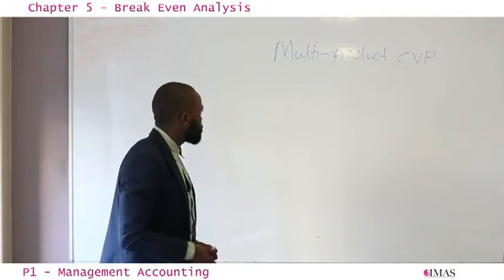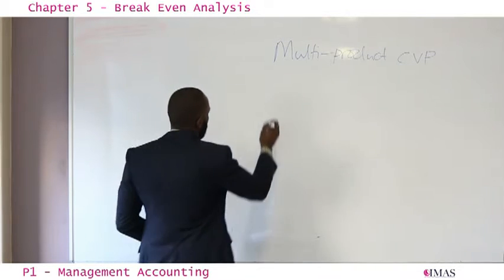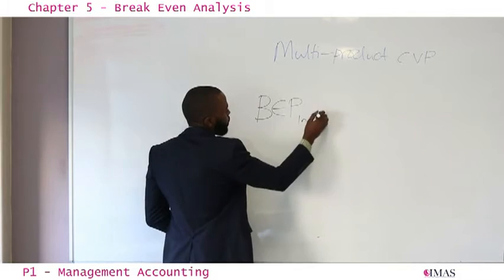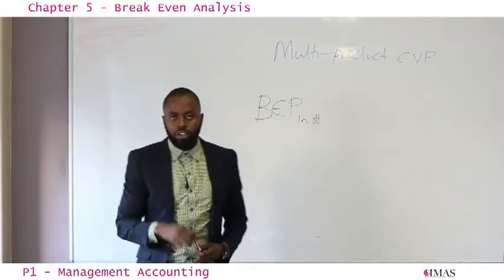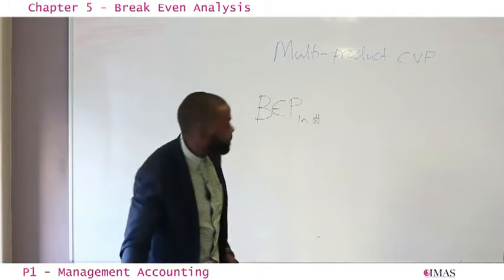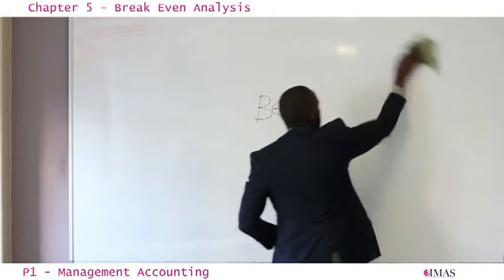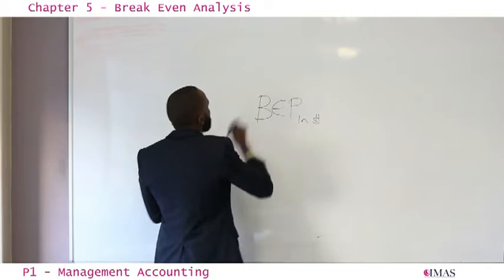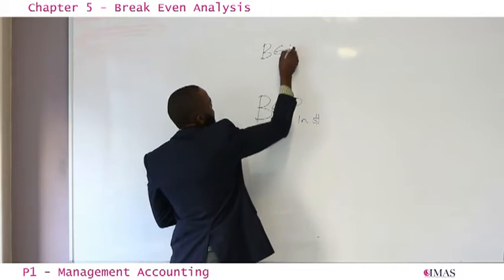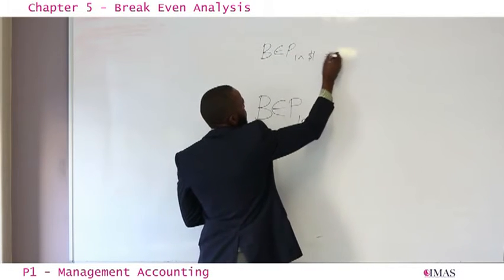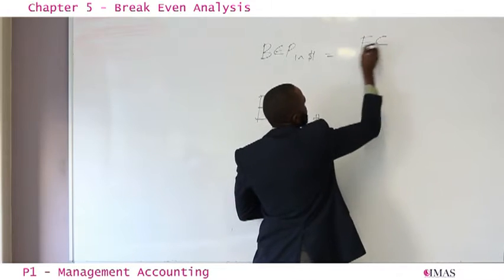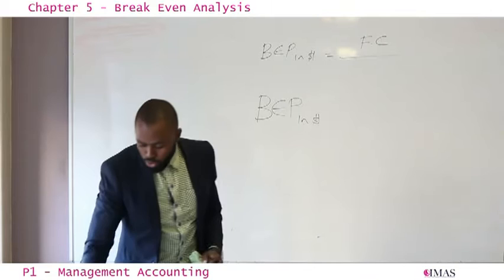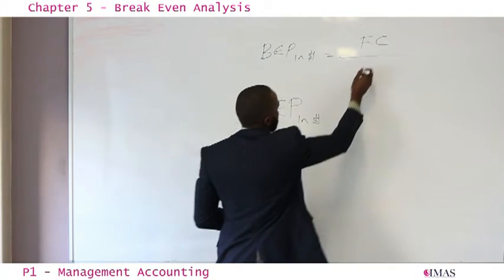Then for our syllabus on multi-product CVP analysis, we only are required to calculate the break-even point in dollars. We're not going to calculate the break-even point in units. So when we're looking at CVP analysis for one product, we say the break-even point in dollars is equal to fixed cost divided by the contribution to sales ratio. That was for a single product.